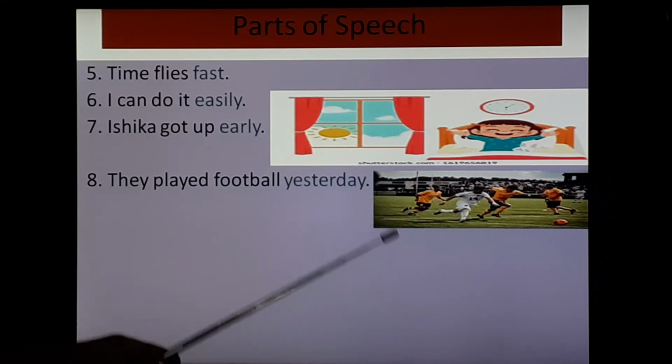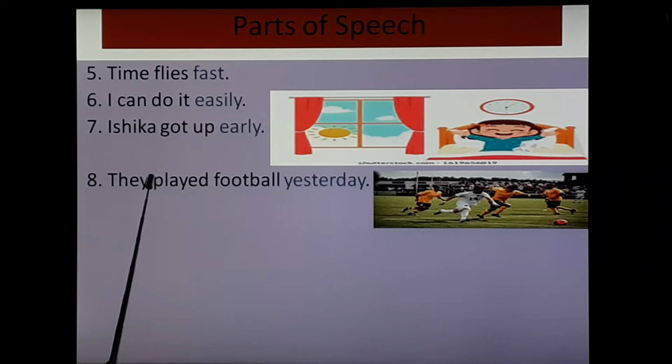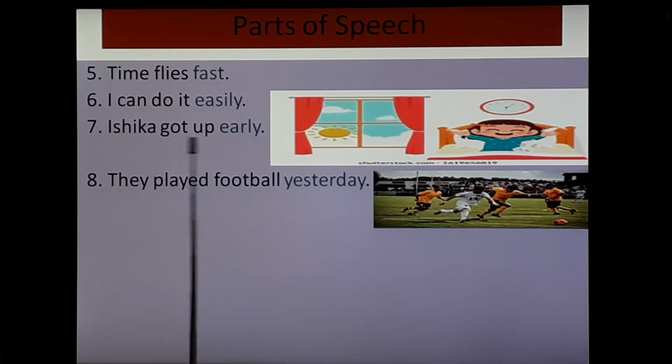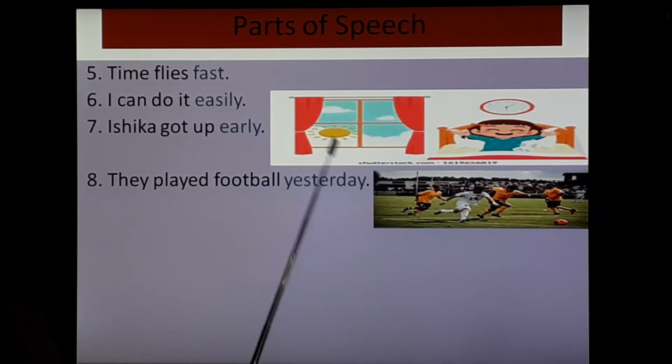Okay, look at the picture. The boys are playing football. So I have framed a sentence in simple past tense: they played football yesterday. Find out the verb first of all from the given sentence. Here, played is the verb, and yesterday adds something to the meaning of the verb played. That is why yesterday is an adverb.